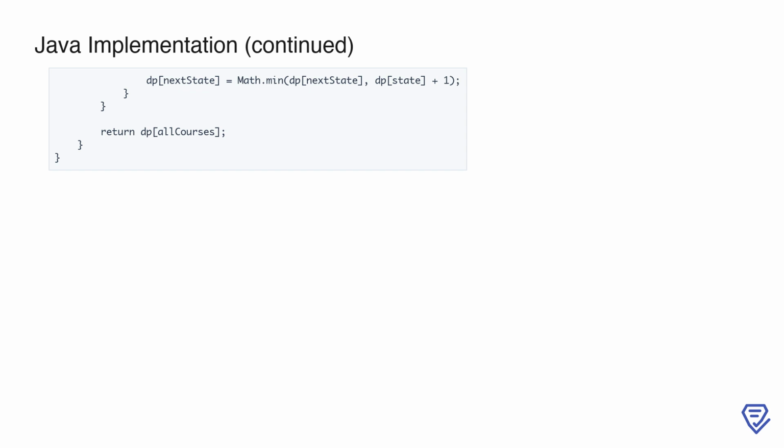After processing all states, the result is stored in DP[allCourses], which represents the minimum semesters needed to complete all courses. This value is returned as the final output. Overall, this implementation efficiently balances the constraints of prerequisites and the maximum courses per semester using bitmasking and dynamic programming.